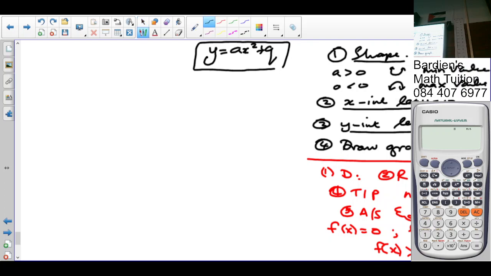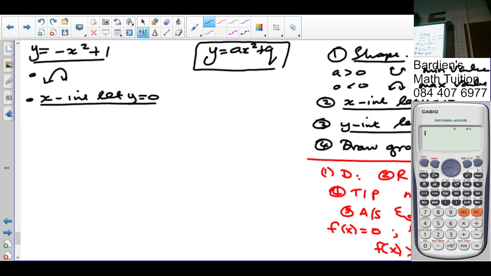What was the equation of the next graph? Negative x squared plus 1. So firstly, we'll just write this neatly. Negative x squared plus 1. So firstly is the shape of this graph. What's the shape of this graph going to be? It's a sad graph. It has a maximum value. Number 2 is our x-intercept. What do you do for x-intercept? Then y is equal to 0. Not so? So we say 0 is equal to negative x squared plus 1. Take it over the equal sign, it becomes x squared is equal to 1. If I introduce square root, what must I not forget? Plus minus. So it's plus minus 1.